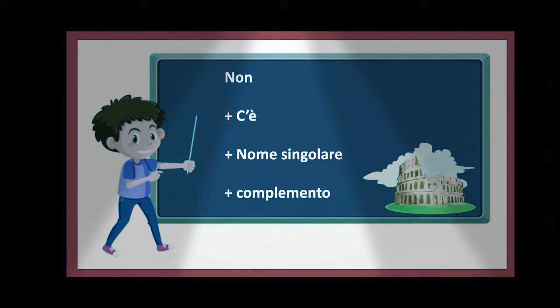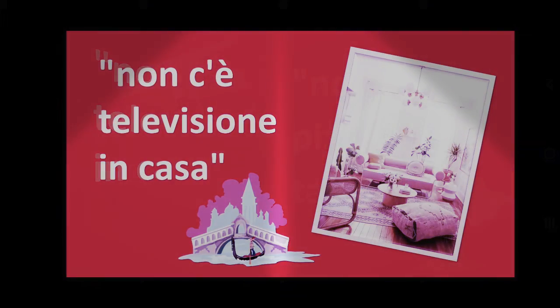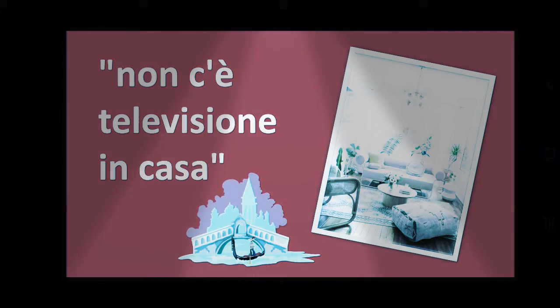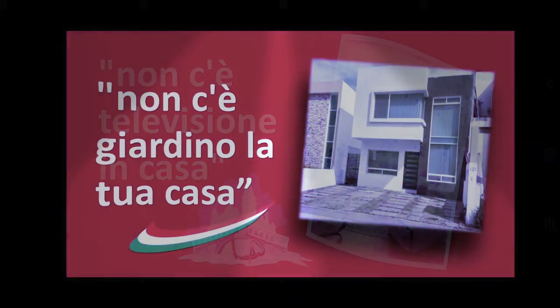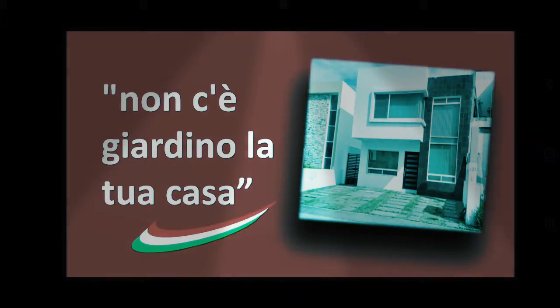Now we're going to visualize the structure of c'è on the negative side. Before c'è, we put the word non. The structure will be non plus c'è plus noun plus the complement. Using the same sentences from the examples before, the negative way of saying it will be: number 1, non c'è pizza sul tavolo. Number 2, non c'è televisione in casa. Number 3, non c'è giardino alla tua casa.